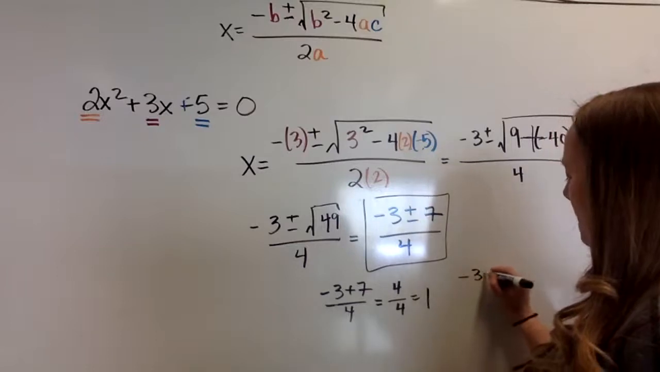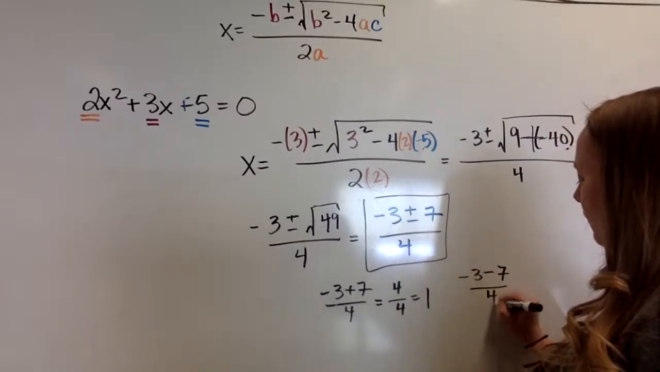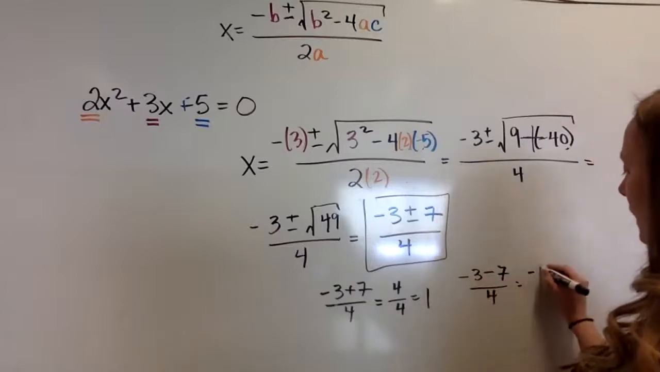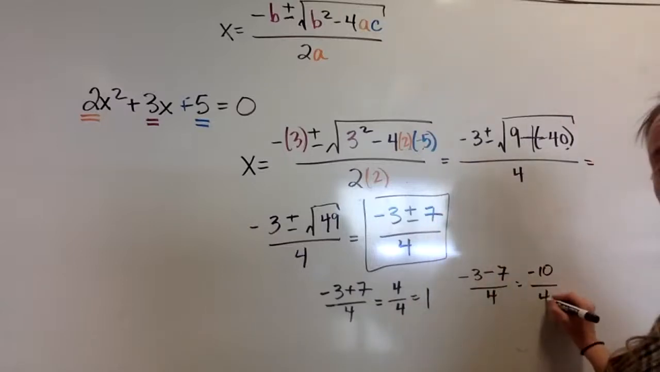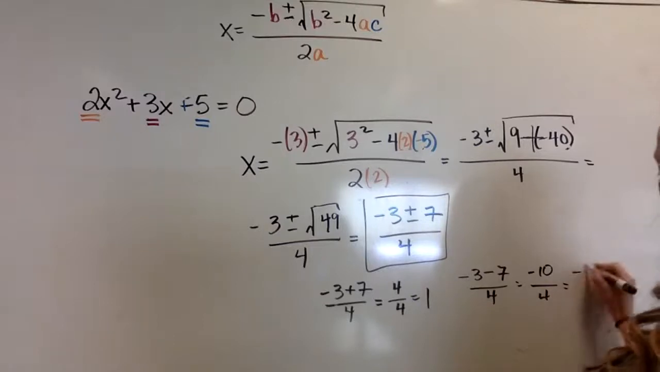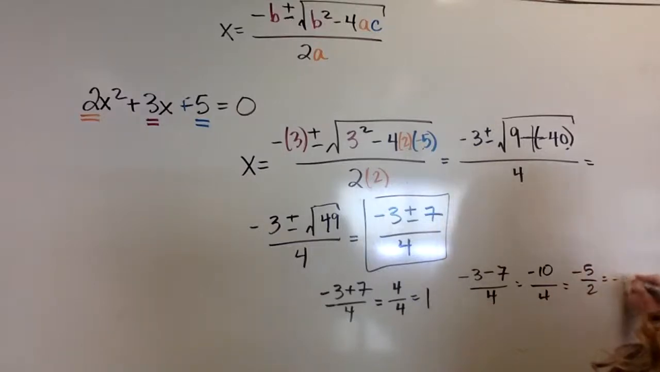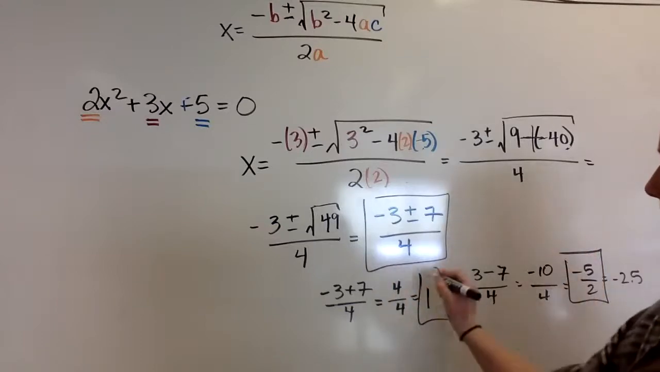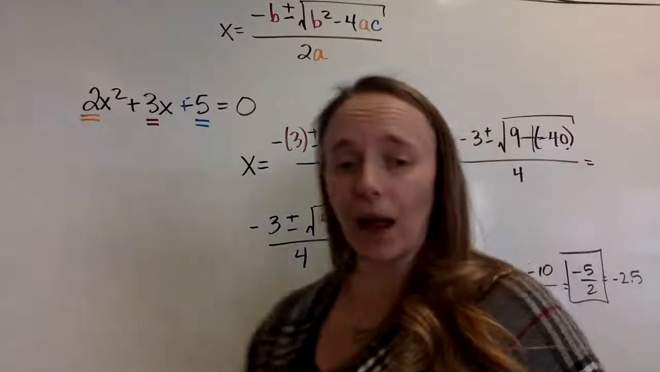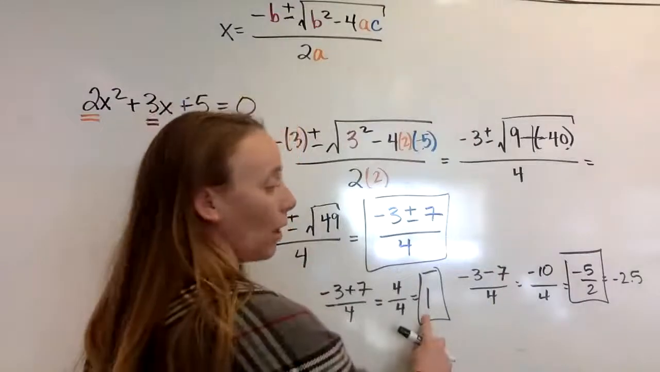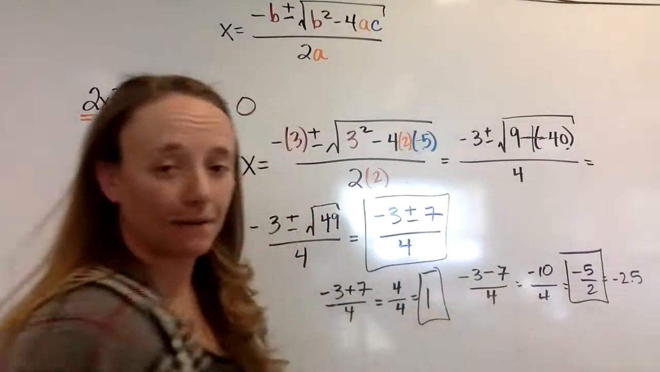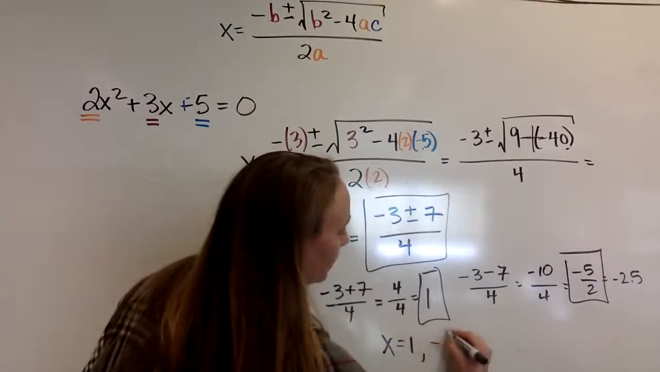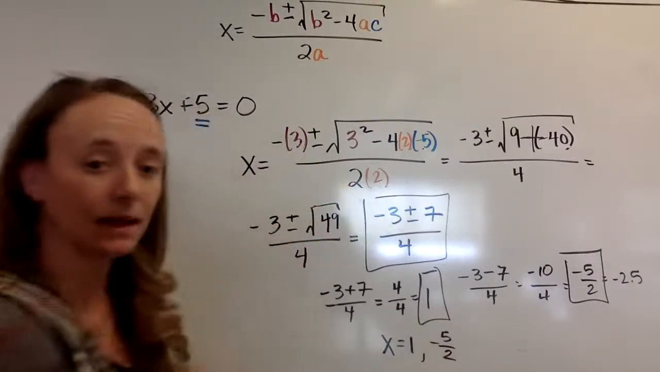And I have negative 3 minus 7 divided by 4. Negative 3 minus 7 gets me negative 10 divided by 4, which I can simplify to negative 5 over 2, or negative 2.5. But you know me and fractions, I like that one best. So my answers for x can equal 1, and x can equal negative 5/2. So I can say x is equal to 1 or negative 5/2, and I can write that as my answer.